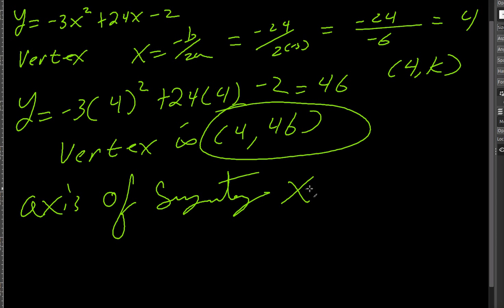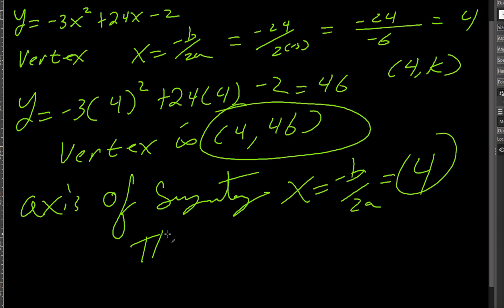The axis of symmetry is this formula. This is the line in which the parabola is symmetrical around itself. We already found that that was 4. Okay. So this should probably help you with problem 12, I would think.